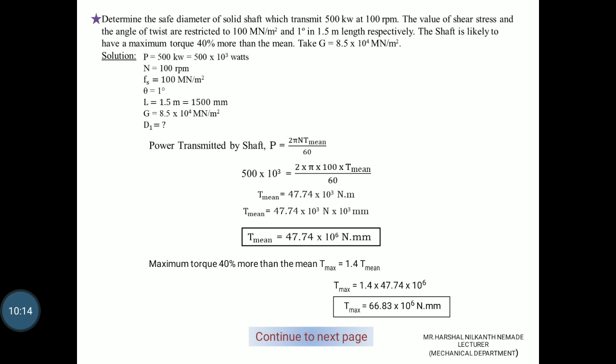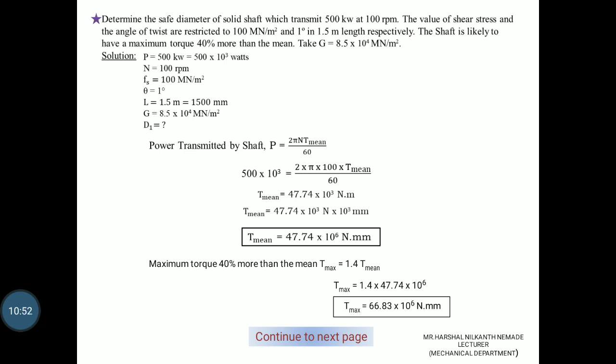So P is given 500 kilowatt, multiplying by 10 raised to 3, it will be converted to watts. N is given 100 rpm, Fs is given 100 mega Newton per meter square, theta is given 1 degree, length is given 1.5 meter, multiplying by 10 raised to 3, it will be in mm. So length will be finally 1500 mm. G is equal to 8.5 multiplied by 10 raised to 4, and D1 they have told to calculate. Determine the safe diameter.